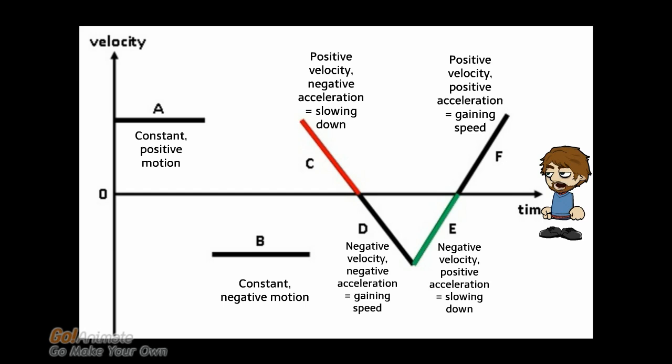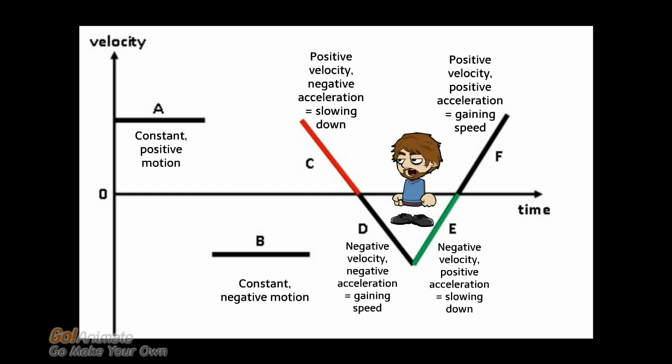Now, let's look to see if we can spot any trends from this information. Take a look at section C and section E. In both C and E the object is slowing down. In both C and E the velocity and acceleration are in opposite directions. So, we can conclude that, whenever the velocity and acceleration are in opposite directions, the object will slow down.